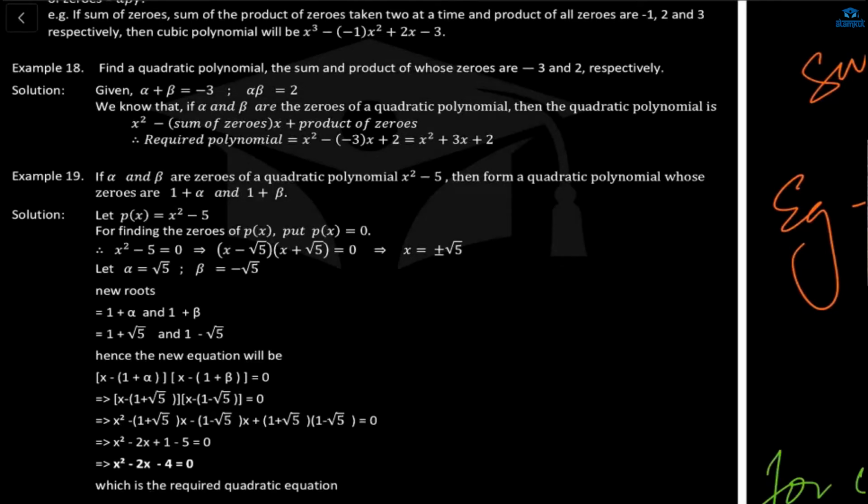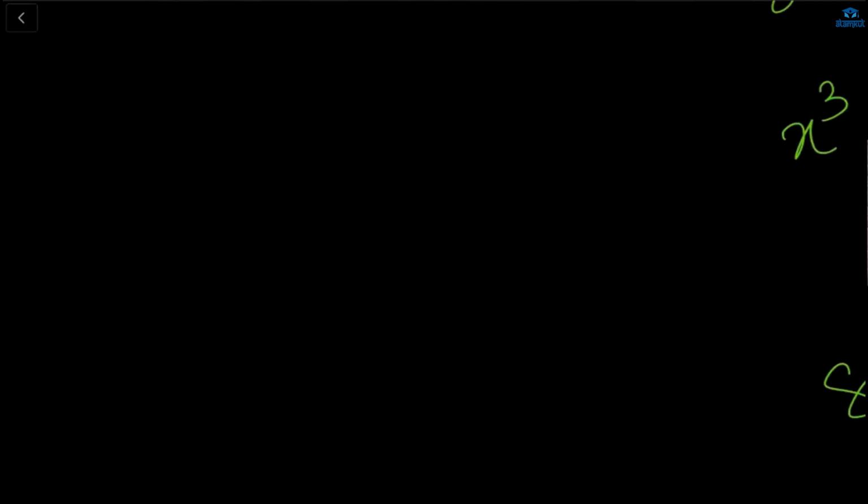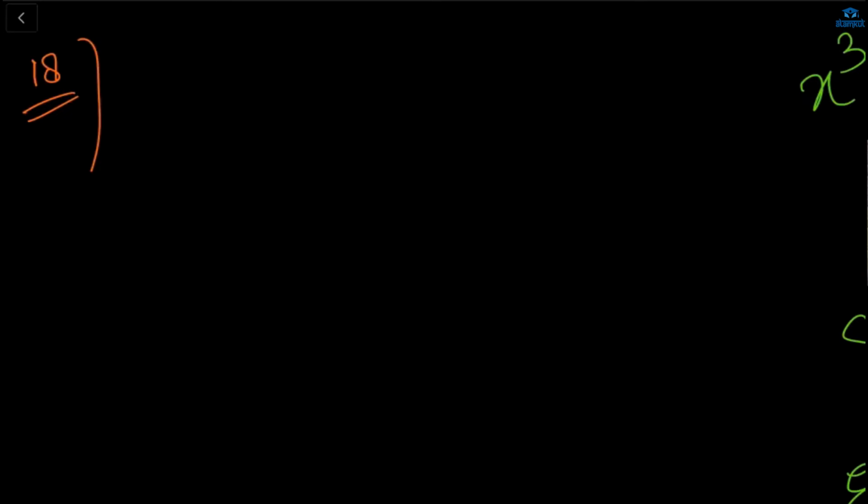Okay, so minus 3 and 2 it is given to you. Okay, let's see question number 18. Now here the value of alpha is given to you, and then the value of beta. For example, you're taking that alpha is minus 3 and beta is 2.